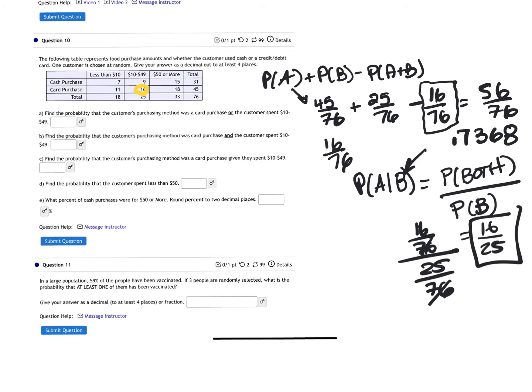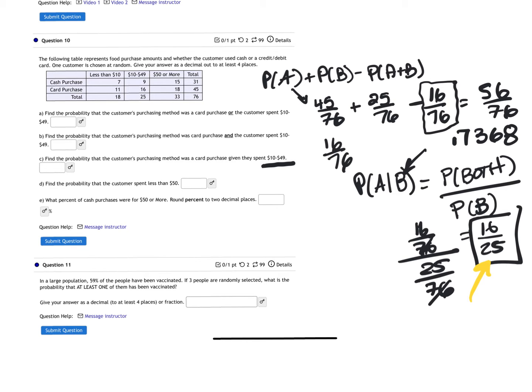Now, another way to think about this: all right, A given B, so given that they spent this much money, we restrict our whole world to just this column. That's our whole world. And card purchases in this world are the 16 over the 25, which is what we got over here. Right? All right, and then the last one says, find the probability the customer spent less than $50.